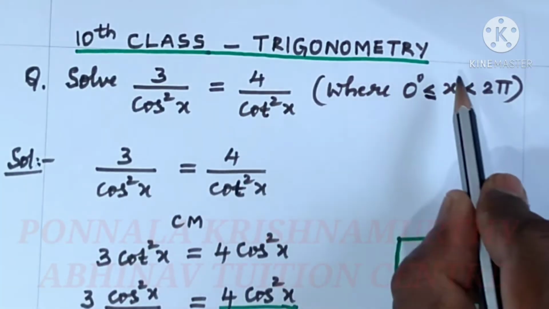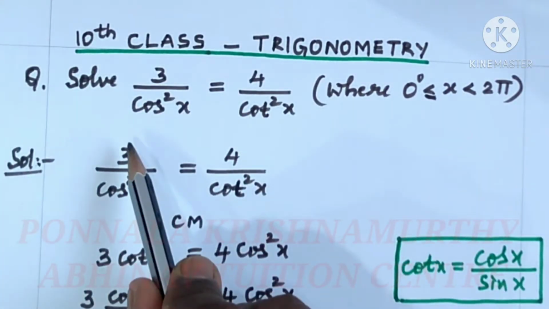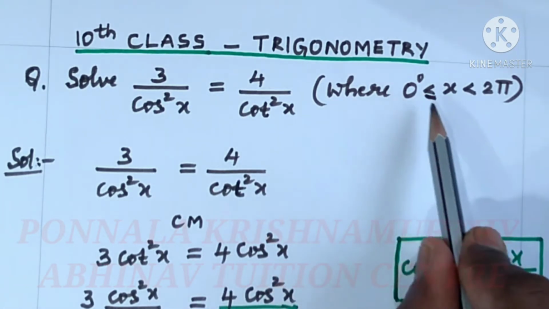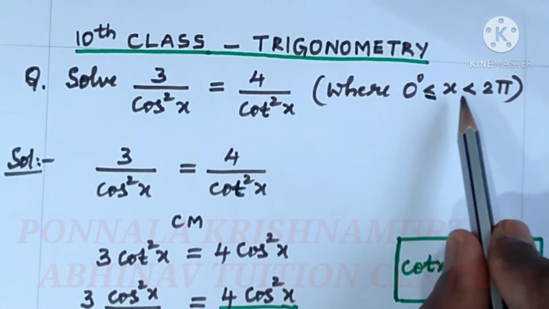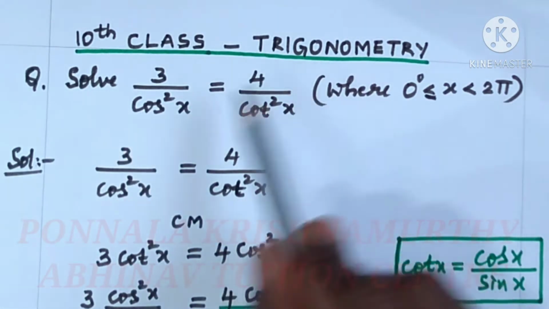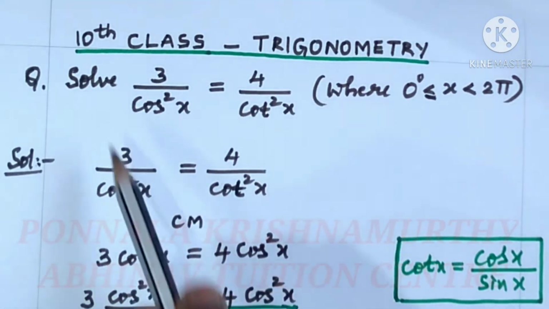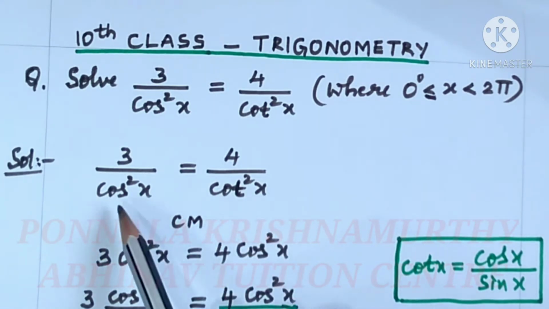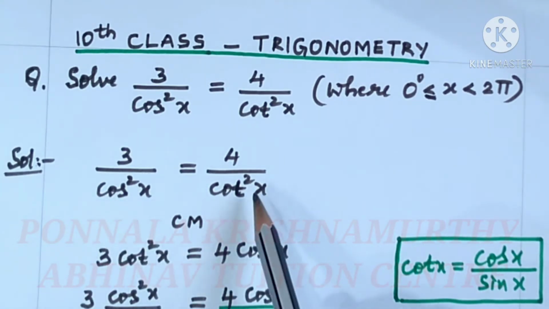10th class trigonometry. Solve 3 by cos square x is equal to 4 by cot square x, where 0 degrees is less than or equal to x, less than 2 pi. Here we have this one. To solve this, we have to find out the value of x. But here we have cos square x and here cot square x.